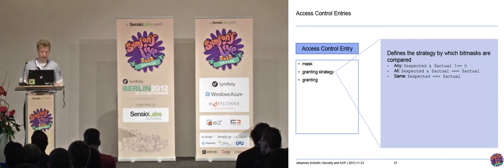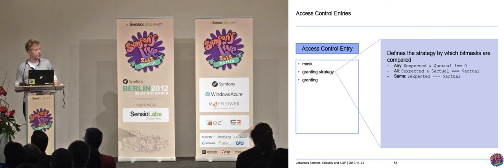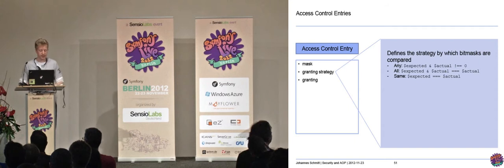If you need more than 31 permissions, you can also use the third strategy, where we basically do not use a bit mask anymore, but treat everything as an integer. So you have like 2 to the power of 31 different permissions that you can set up in your ACL system.